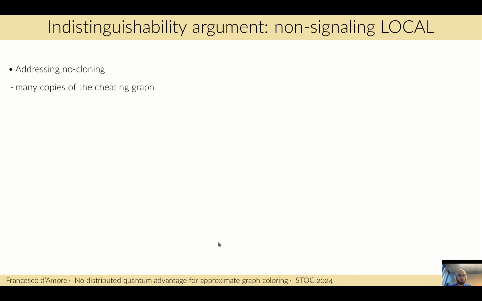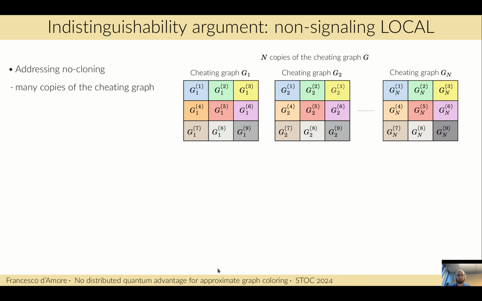So what we can do is address no-cloning by considering many copies of the cheating graph. Now we will consider big N copies of the cheating graph, so that once we identify some bad region that will consist of parts of each of these graphs, we don't have to add new nodes or remove nodes, but we will just use the remaining nodes to form an admissible instance just by rearranging edges.